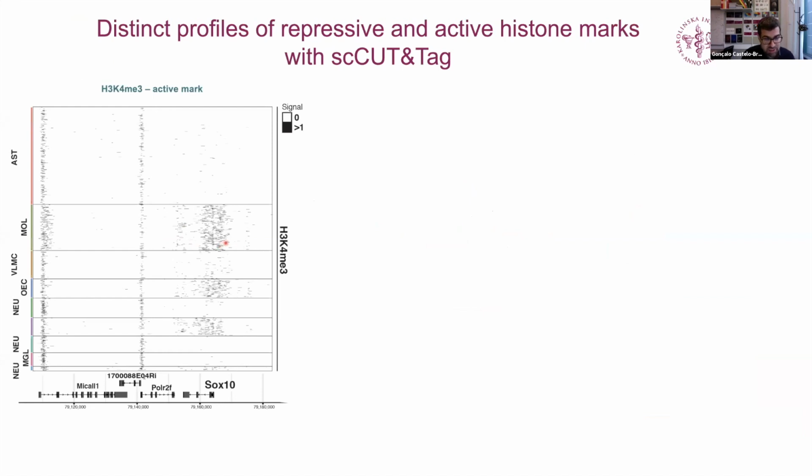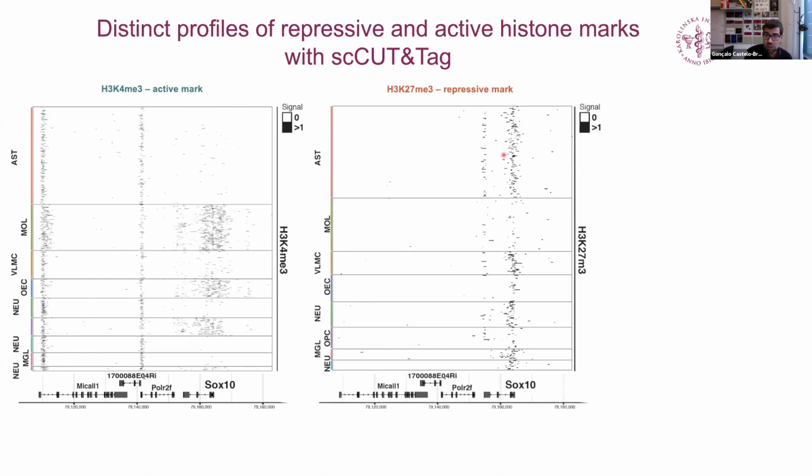And this is how the data looks at the genome browser. You can see here, again, each row is a single cell. And here is the SOX10 locus, a transcription factor very important for the oligodendrocyte lineage. What you can see is that several cells have a lot of H3K4 methylation at this locus, but others don't. When Marek used H3K27 methylation, he observed the same: some of the cells had a lot of signal near the promoter regions, but some others didn't.